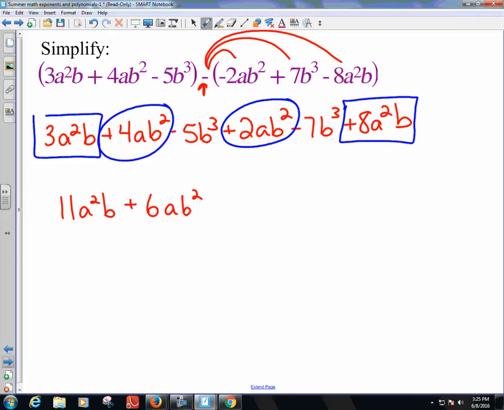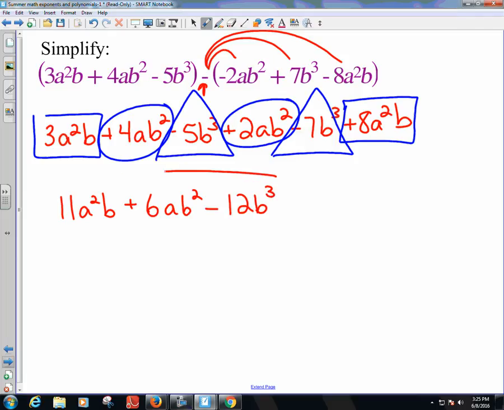And now lastly, I'm going to go through and find anything with b cubed. That's my next thing. So I have minus 5b cubed and minus 7b cubed. Minus 5 minus 7 is going to give me negative 12 b cubed, and that's my final answer. The trickiest part of this is remembering that when you have that minus sign, it gets distributed into the parentheses.